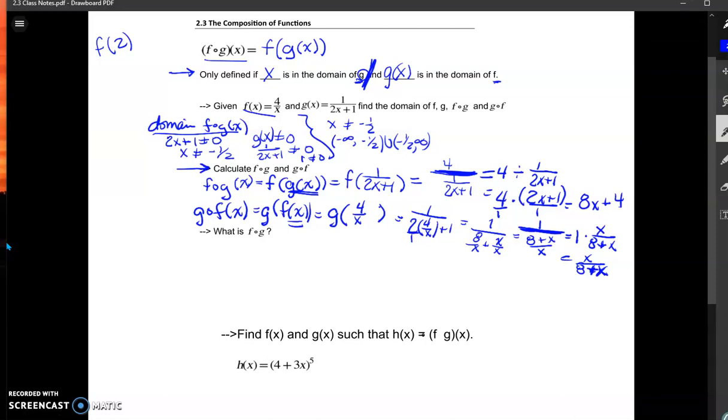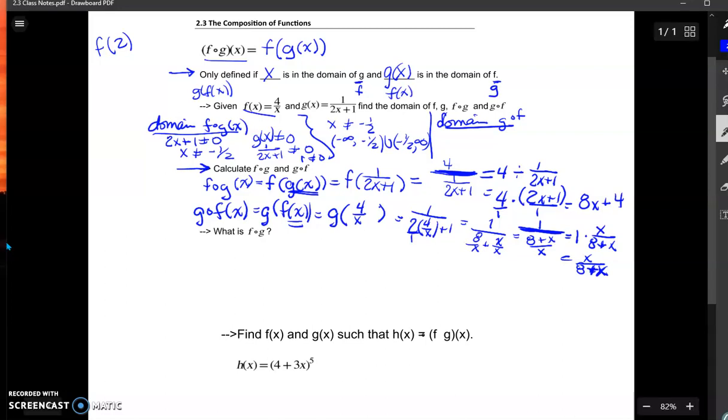Okay, now let's look at the domain of g of f. And just like the functions themselves are different, the domain is different, because this sentence just gets turned all around. So this sentence was originally written for f of g. We're now talking about g of f. So x is in the domain of f, and f of x is in the domain of g, because we've switched what we're talking about here.